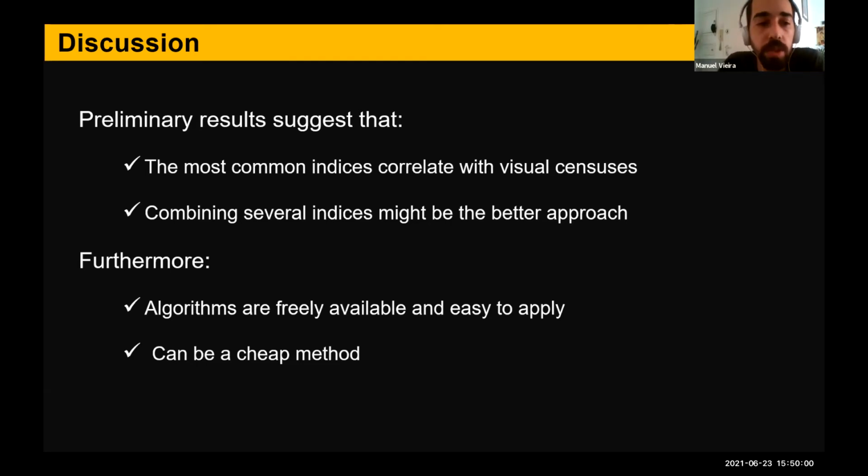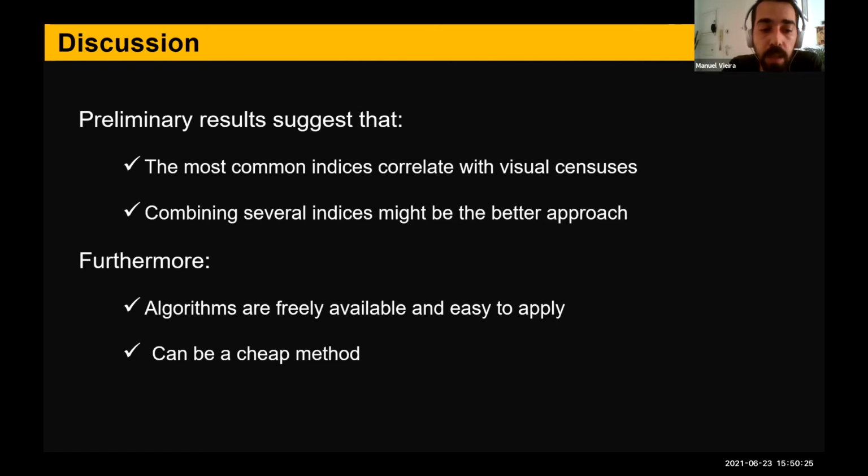As a discussion and conclusion, our preliminary results really show a correlation between these common indices and visual censuses. We think that combining several indices might be a better approach. It can be done in this way, but also in other ways that other authors have already presented in some papers.